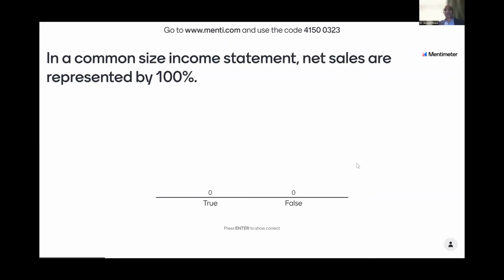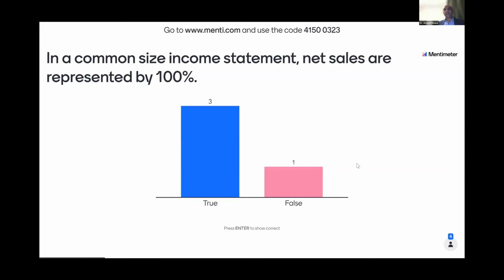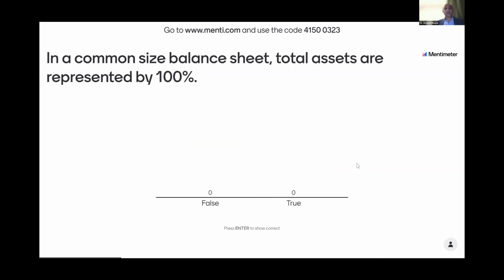Next question. In a common size income statement, net sales are represented by... Yes. We divide each item in the income statement by the net sales. That means the net sales is 100%, because we divide each item by the net sales, and for sure, if we divide net sales over net sales, it will show me 100%. That's good. You are focusing with me very well. Thank you. Next question. In a common size balance sheet, total assets are represented by 100%. So in the balance sheet, I divide everything by the total assets.